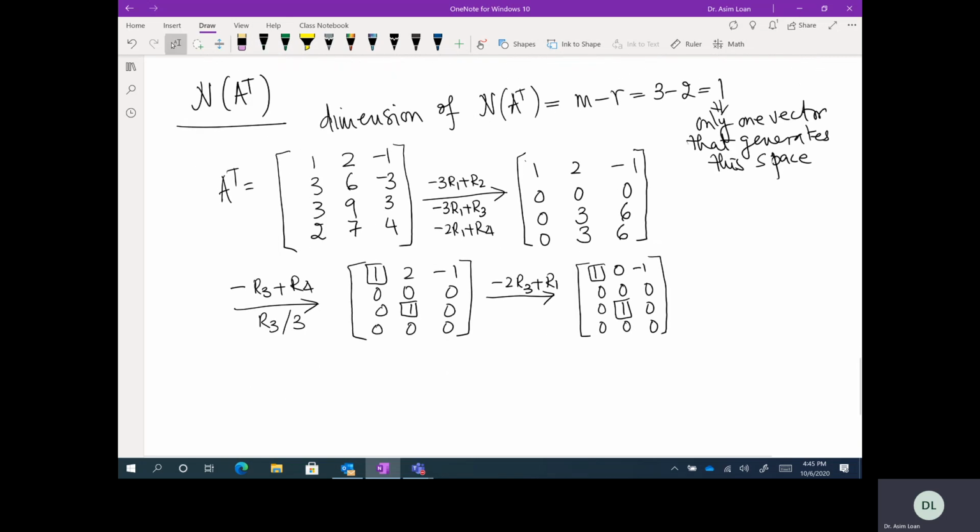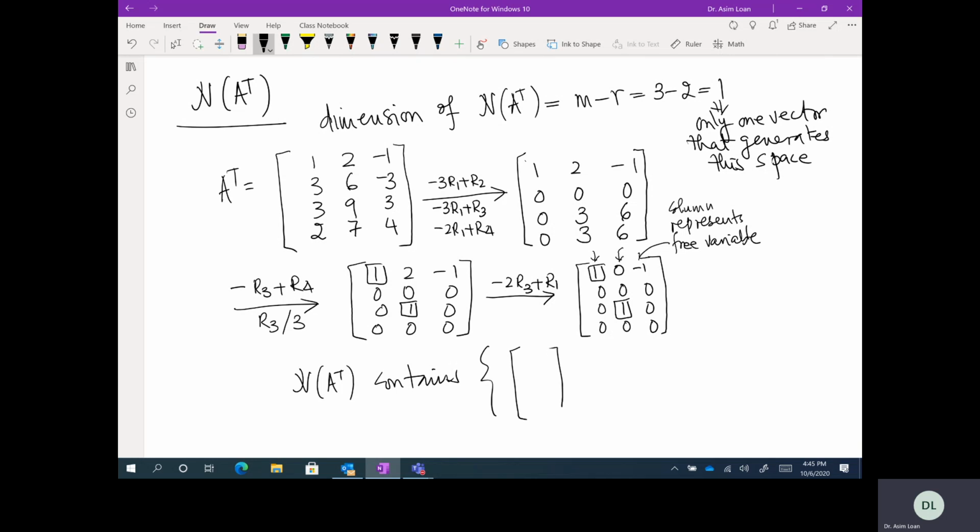So now I have this column is independent. So with this one I have three unknowns. The second column with the pivot is independent. So this is third. This is the free variable. So the column represents the free variable, and this is the null space of A transpose.